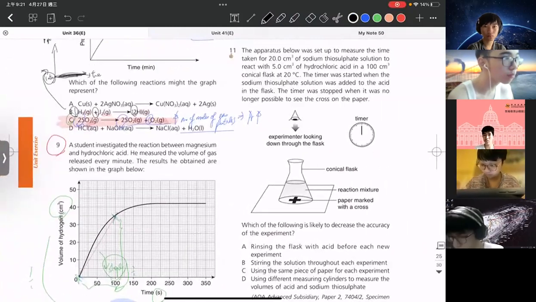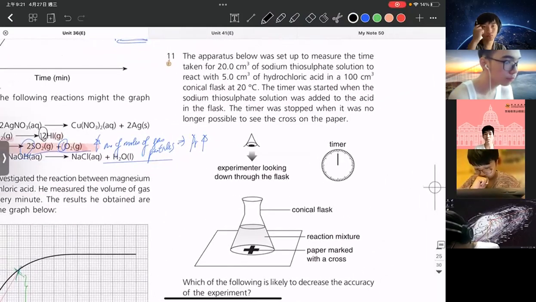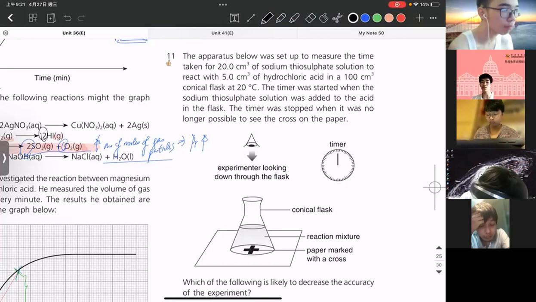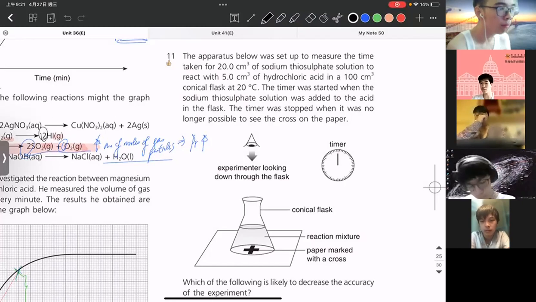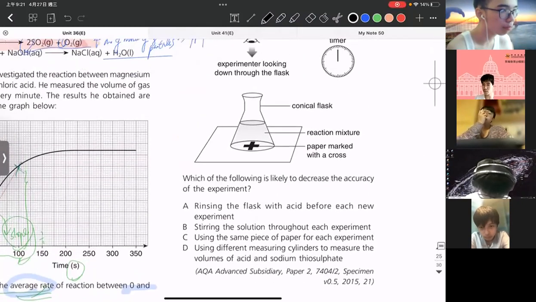Cross experiment. So the apparatus shown was set up to measure the time taken for the 20.0 cm³ sodium thiosulfate solution to react with 5.0 cm³ hydrochloric acid in a 100 cm³ conical flask at 20 degrees. The timer was started when the two chemicals were mixed, and the timer will stop when it is no longer possible to see the cross on the paper.